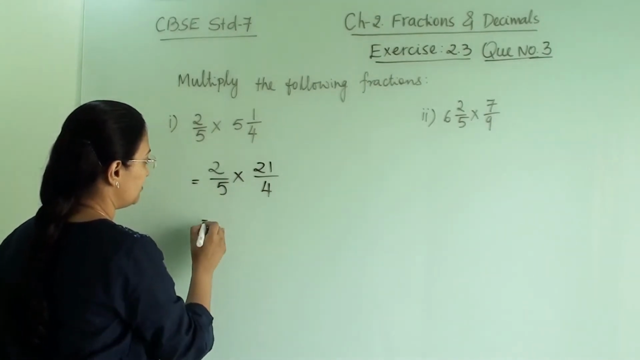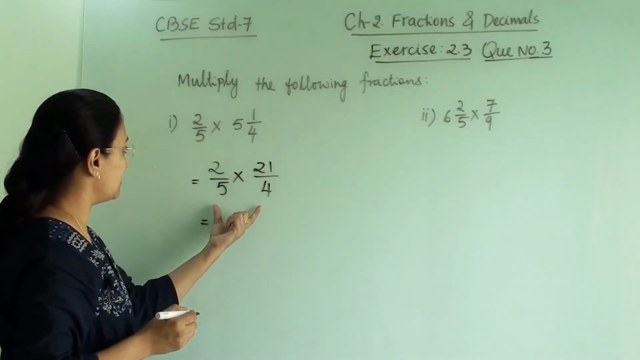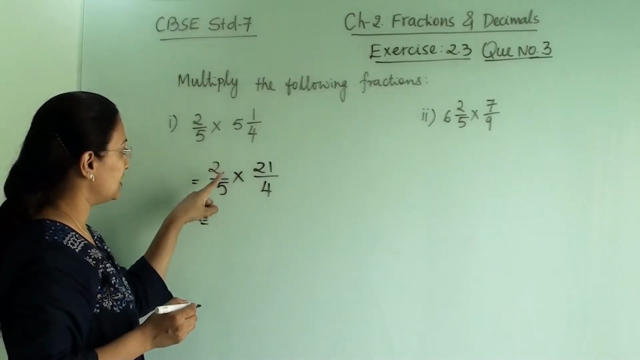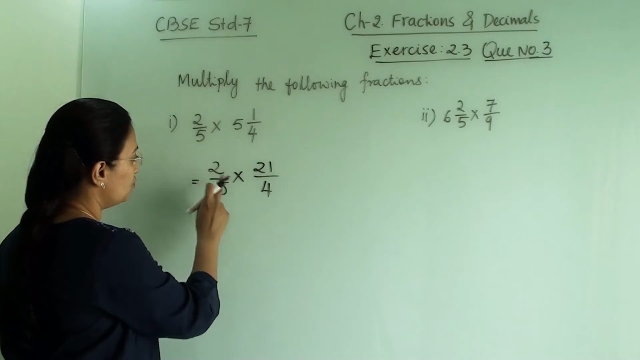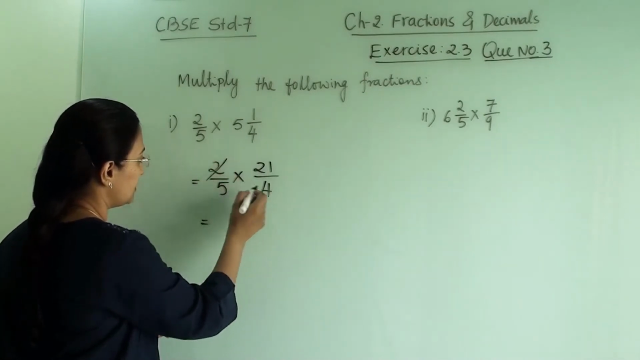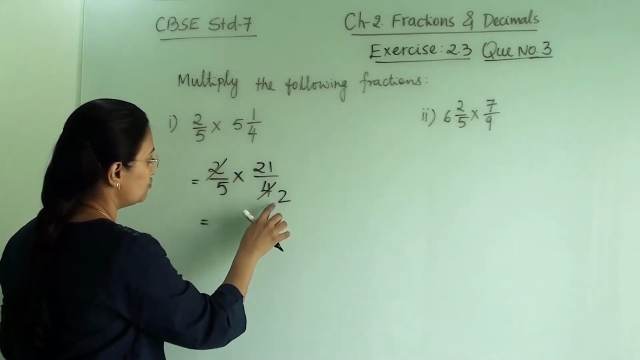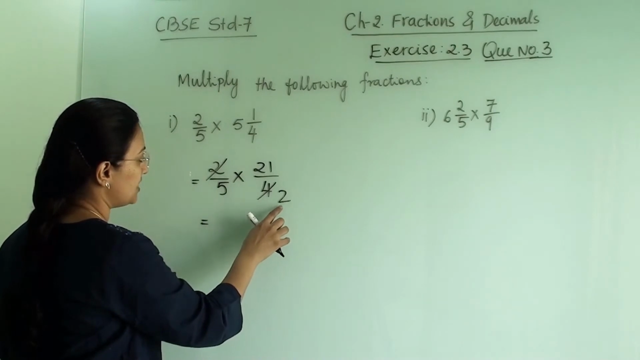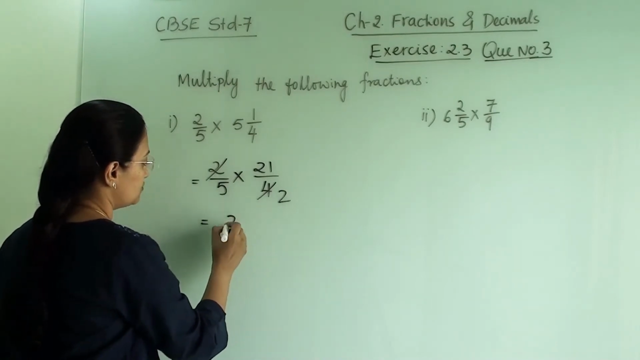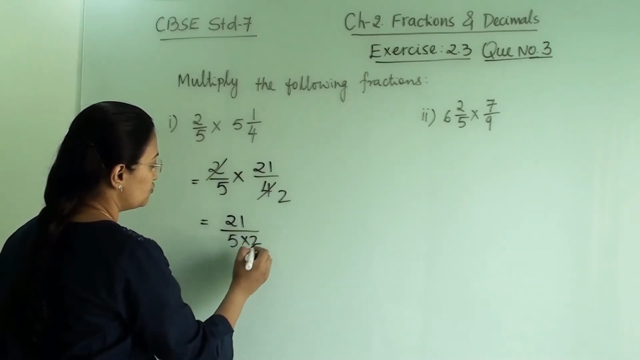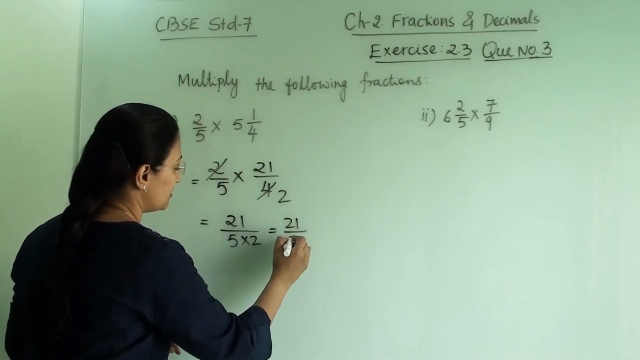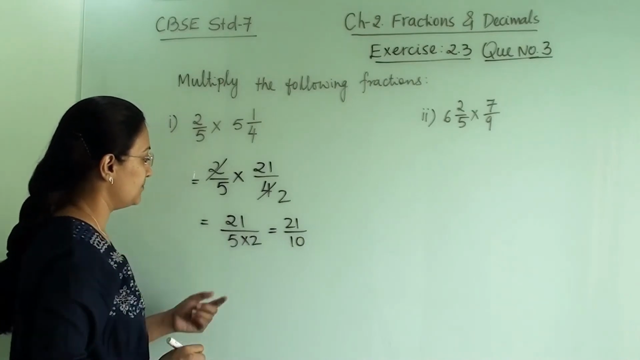Now let us multiply this, and before that we will see whether we can reduce it, whether we can divide anything. So yes, we can divide. That 2 and 4 is there. So here we can divide. 2 into 2 is 4. So here 2 is remaining in the denominator. So it is going to be 21 divided by 5 into 2. So answer is 21 divided by 10.